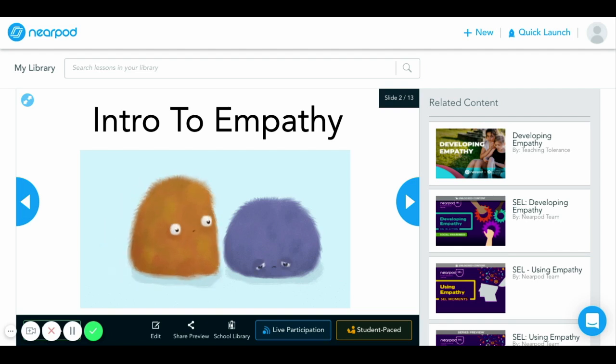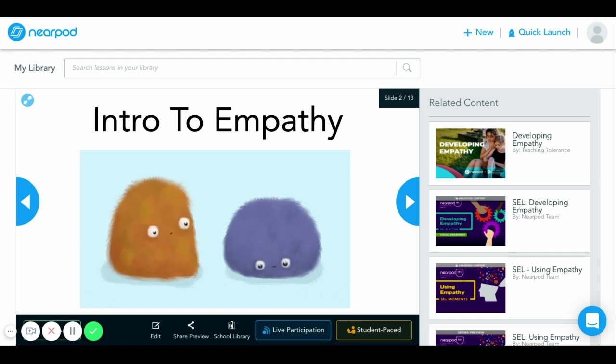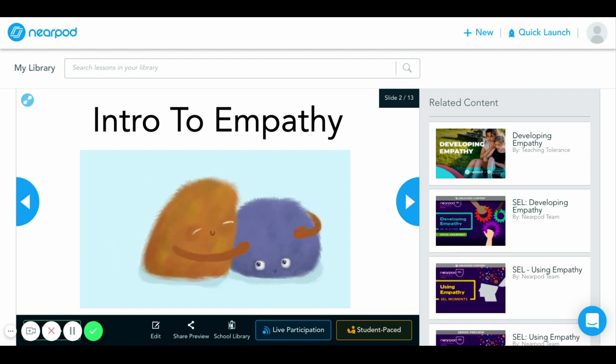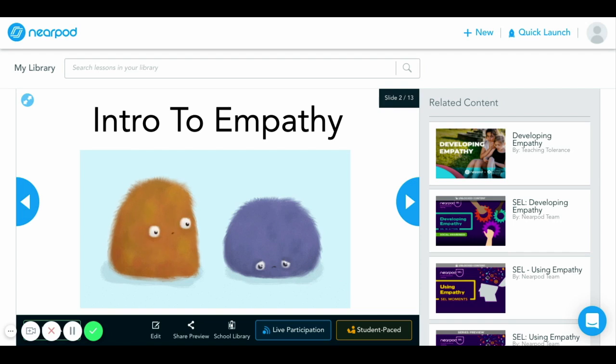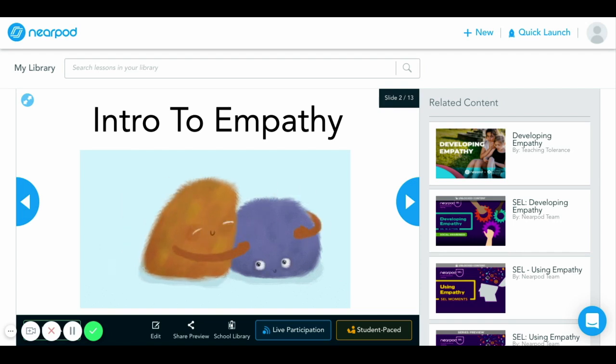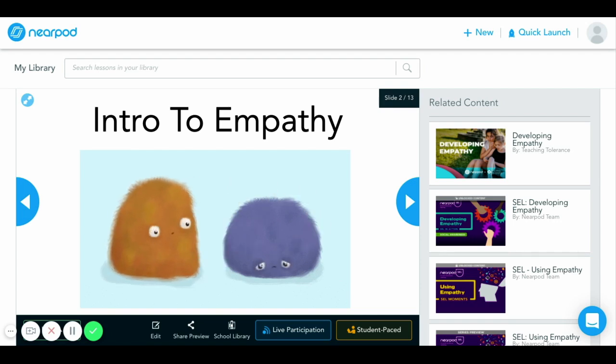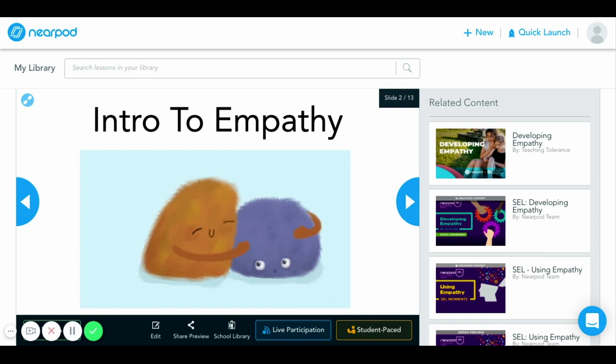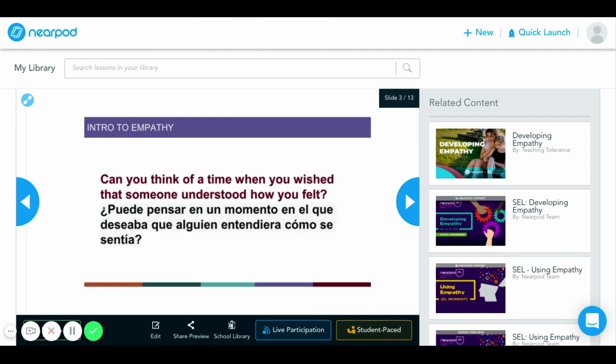So here I placed a lovely GIF to demonstrate for students what empathy can look like. It doesn't mean that all ways of being empathetic include touching or being affectionate to someone, but this is one way we can show that empathy, right? I see you, I feel you, I empathize with you, here's a hug. So I started my slide out this way.